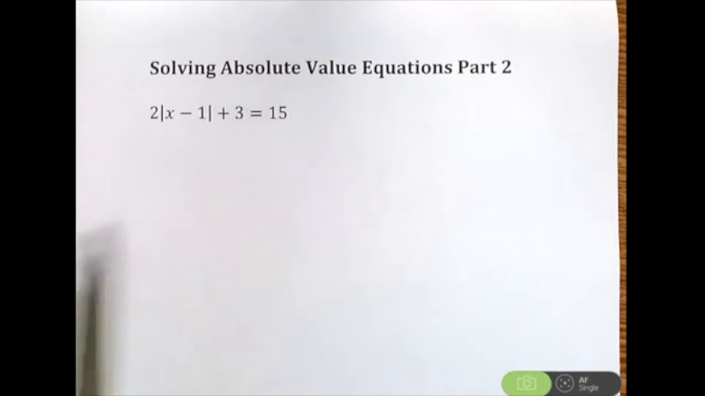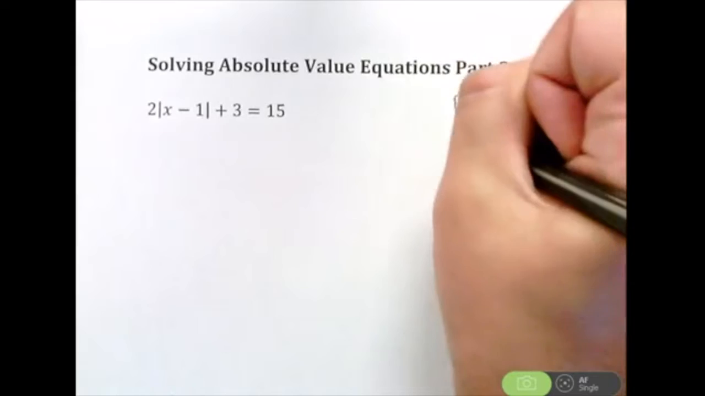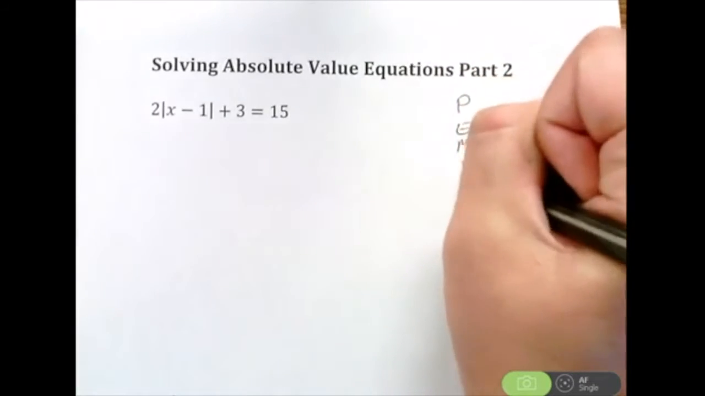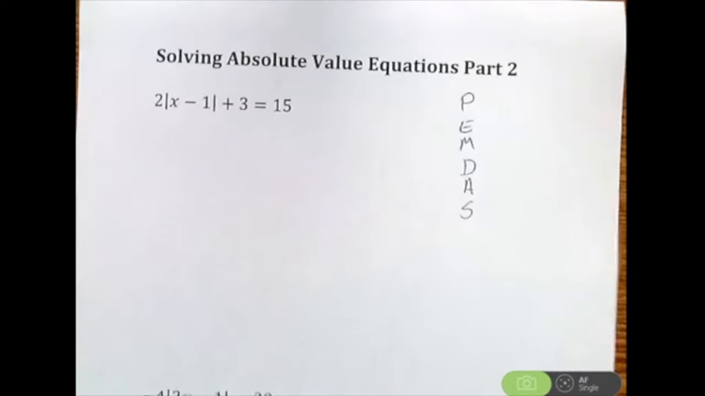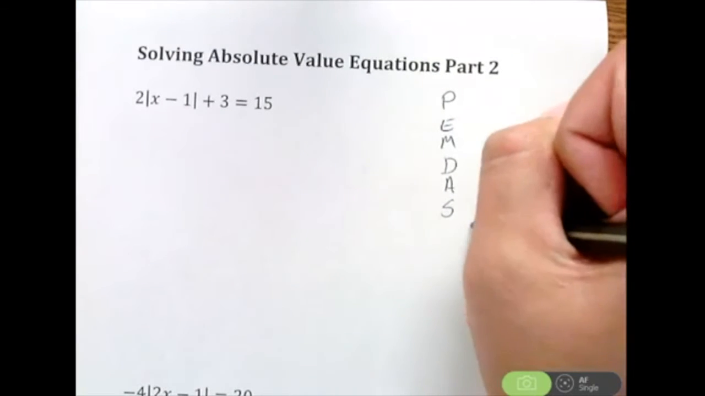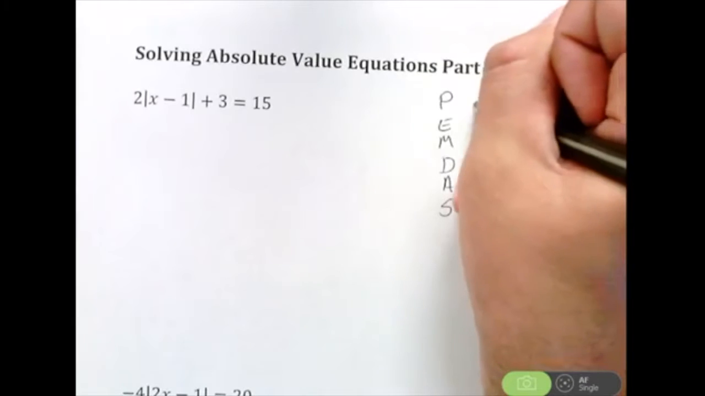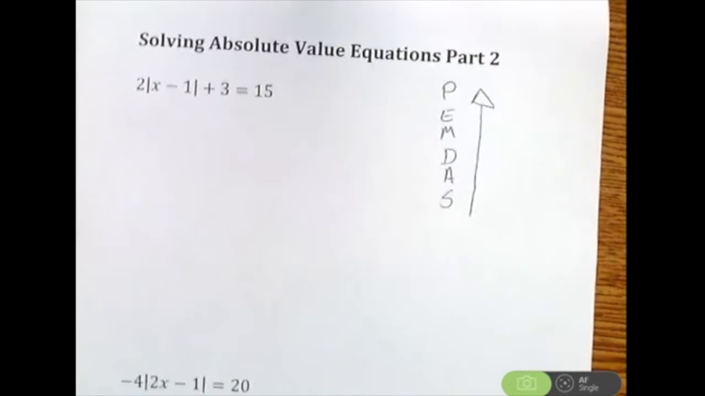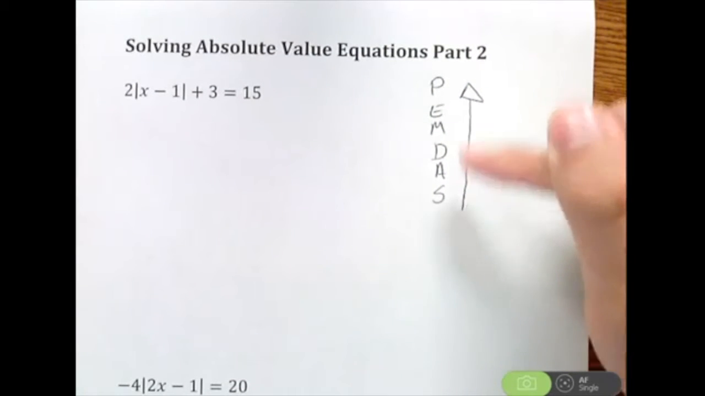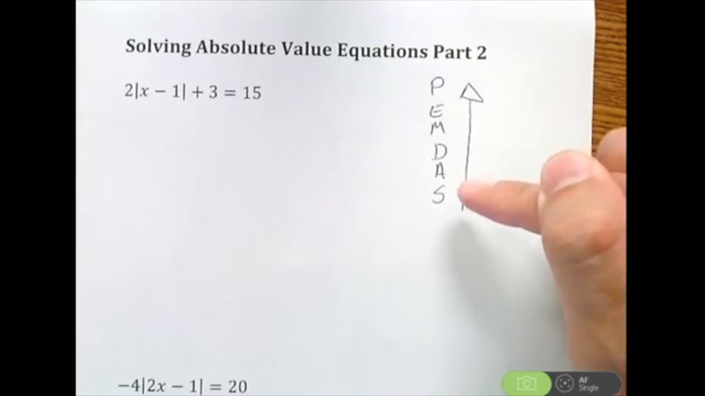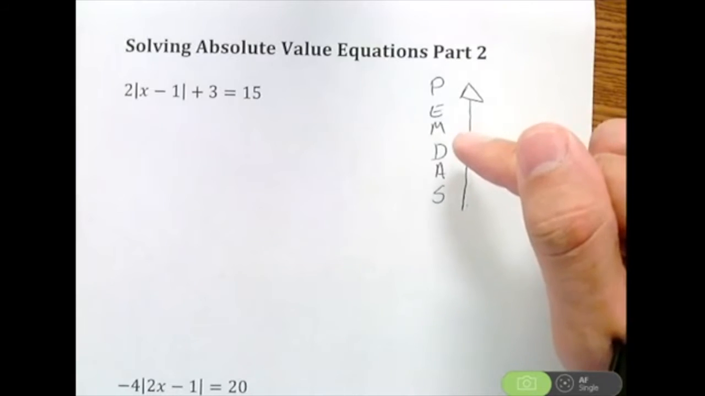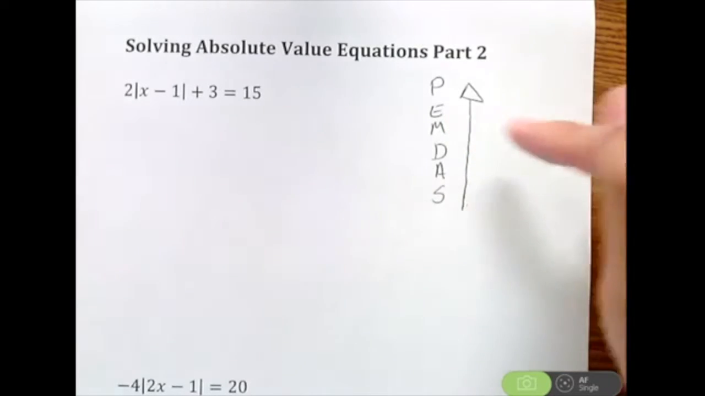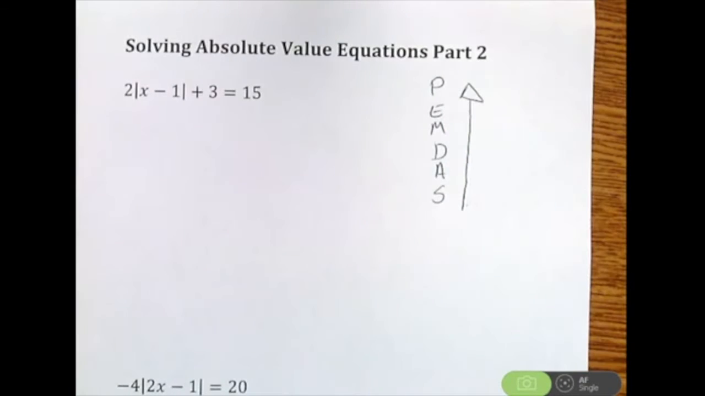Now, remember, absolute values are going to act like parentheses. When we've been solving algebraic equations, our goal is to get x by itself. But remember, the order in which we go about getting x by itself is we do PEMDAS backwards. We get rid of any addition, subtraction with the x, then get rid of multiplication and division, then get rid of exponents, then work inside parentheses.